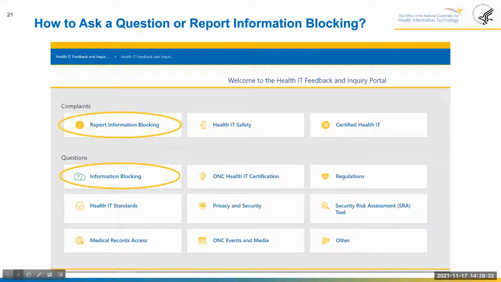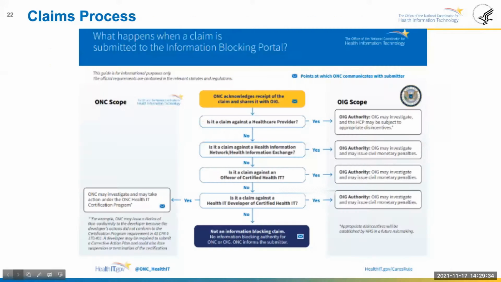So let's move to the next slide to talk a little bit about the claims process on an information blocking claim. This might be a little hard to see on this slide, and we've issued it as a fact sheet, so you can grab it from our website. But it really shows you what happens to that claim when it comes in.